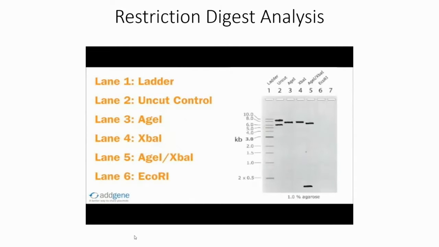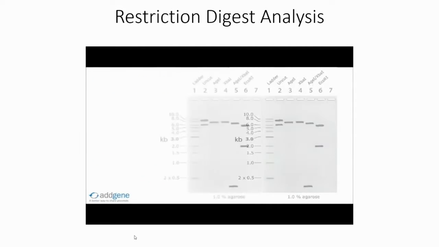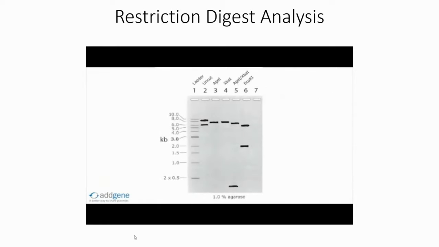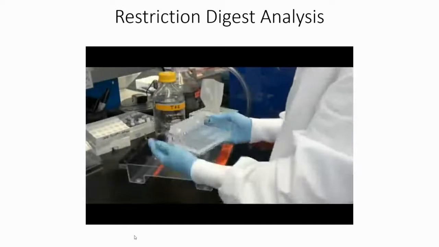EcoRI cuts in two places, so we expect two products, a 5.4 kb band and a 2.1 kb band. Okay, this picture looks complete. Let's run our experiment and see our results. Run your gel long enough to get good separation of the bands. Don't rush it.